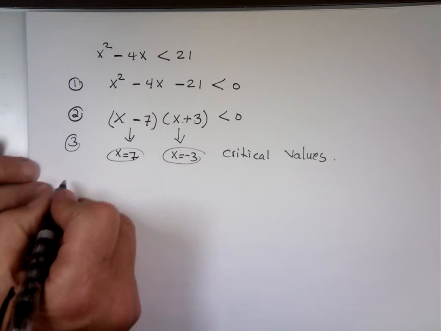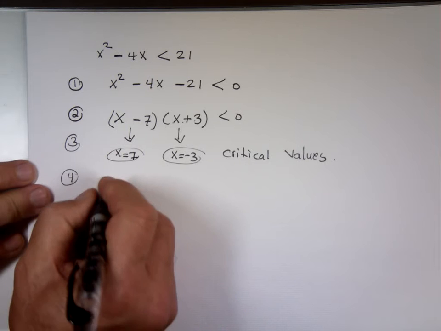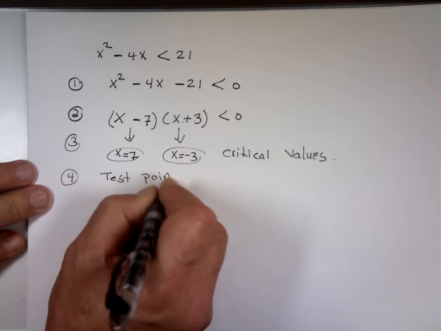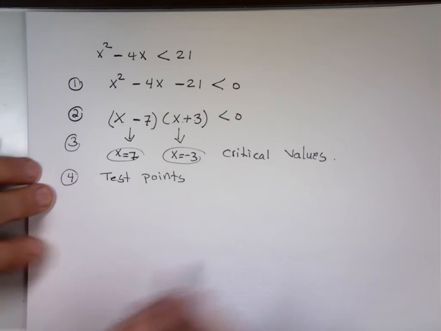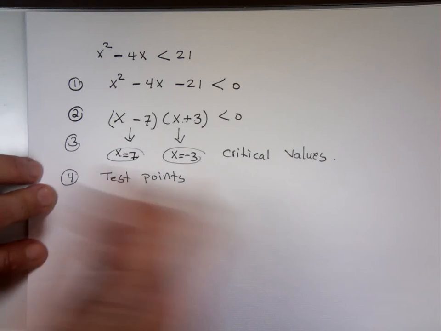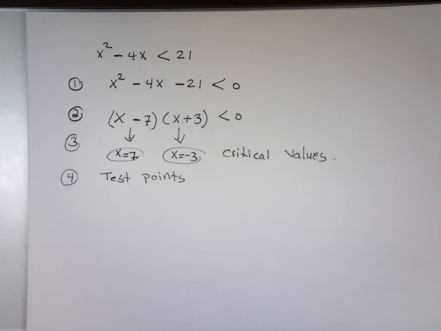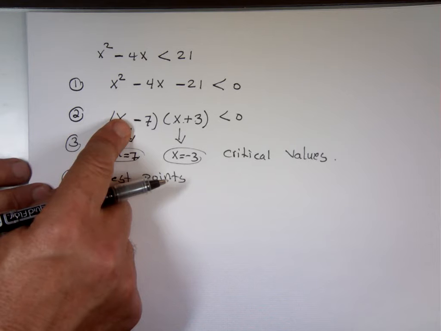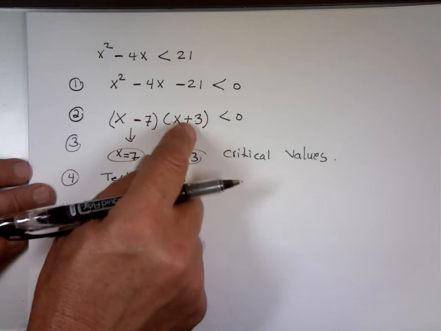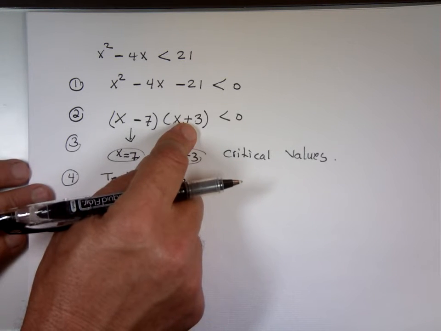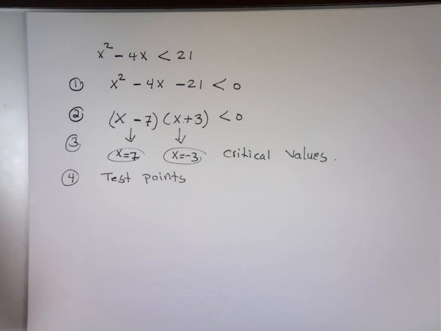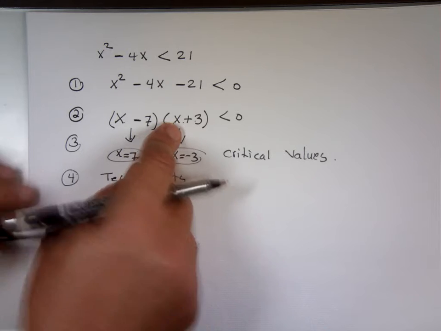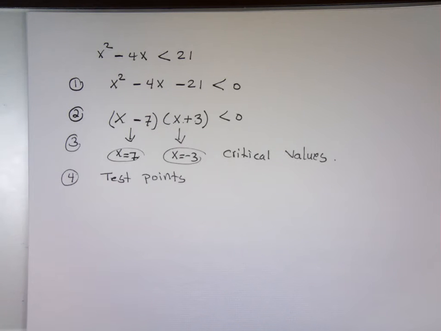Now we'll do what? Test points. Are test points actually necessary? Well, how would you know which section? Because notice when you're multiplying two things to be less than 0, that means this has to be bigger than 0 and this has to be bigger than 0. That's one case, so you can do them that way. Or this has to be less than 0 and that has to be less than 0. So you got to find out what each one is. So the test point makes it a little bit easier.